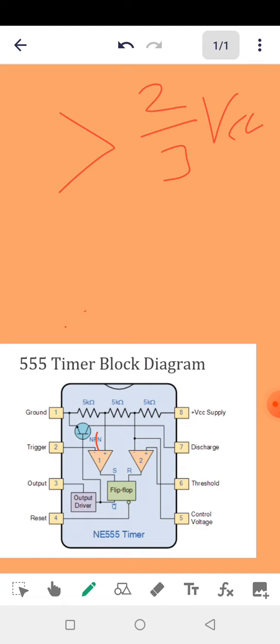Alright guys, how do you use the 555 timer as a monostable? Let's see. The circuit is a simple one. I'll just draw a diagram.